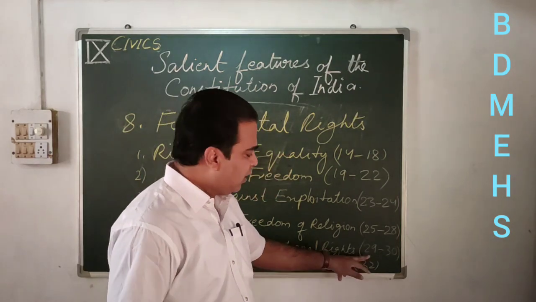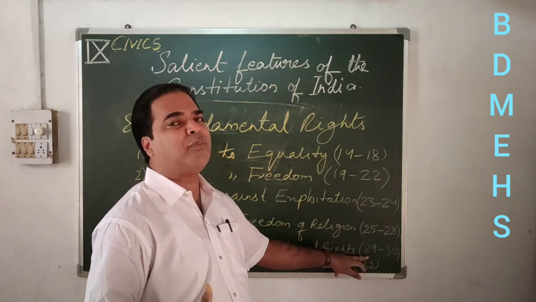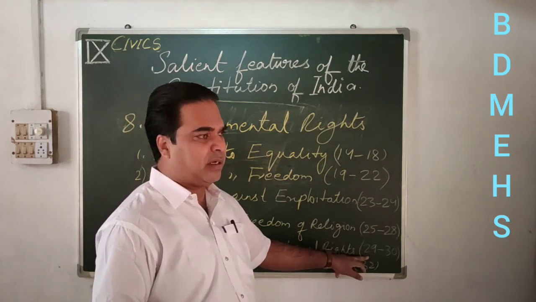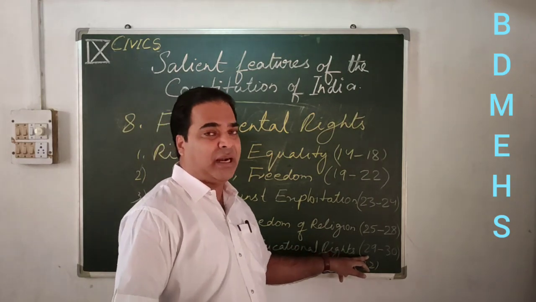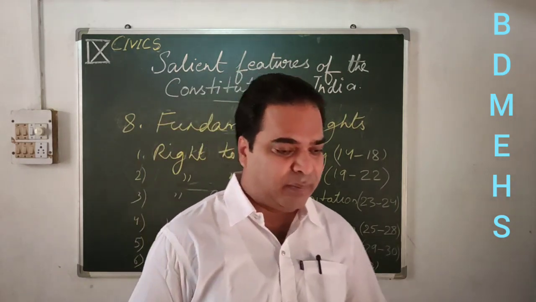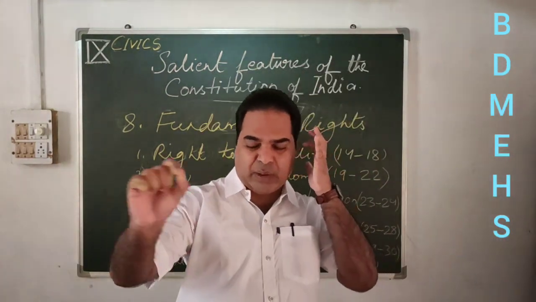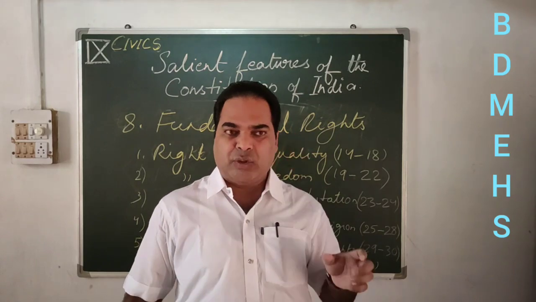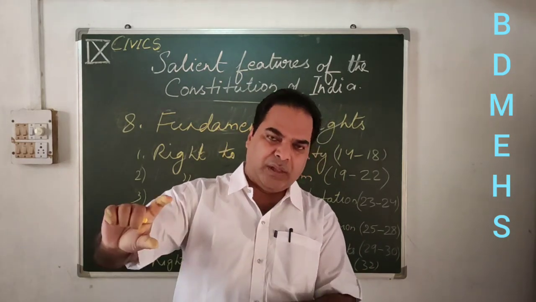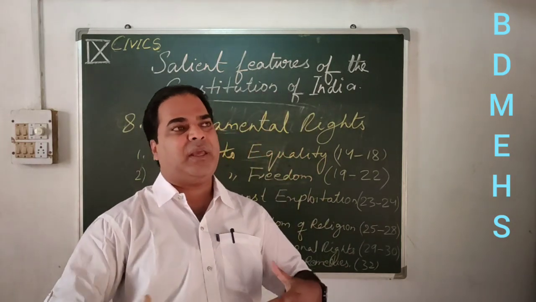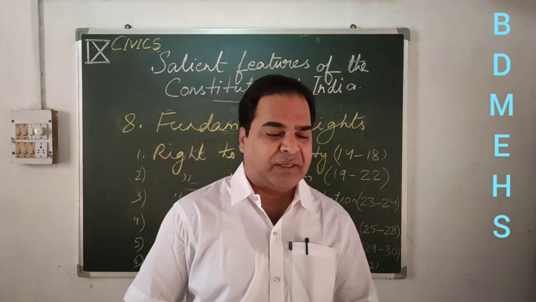Now you might be wondering, 29 to 30, and where is 31? That was the right to property. Article number 31, which dealt with the right to property, has been removed and placed under article number 300A. So the right to property was removed and placed somewhere else. It doesn't mean that we don't have the right to property. Even today we have the right to property.